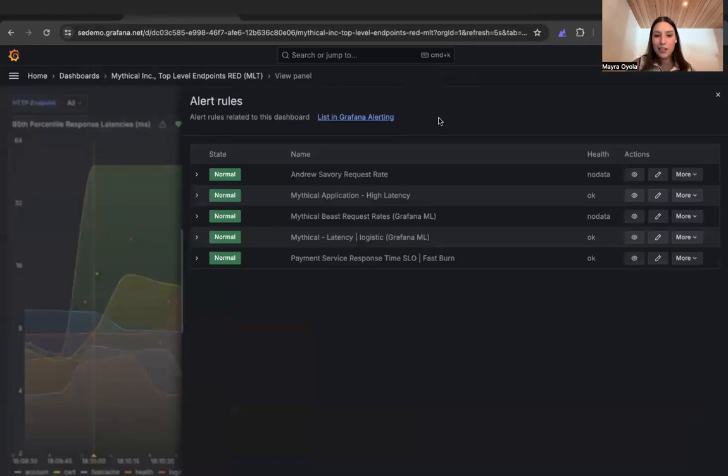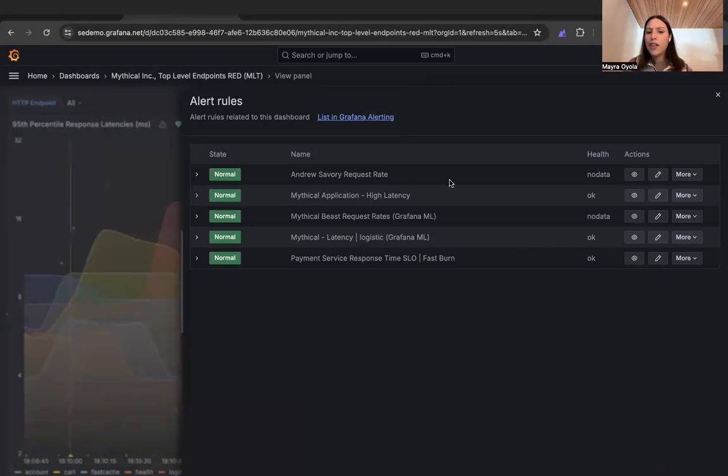So if I open up these alerts, you can actually see that we have the baseline, right? We have an alert for request rate, we have an alert for high latency, but now we want to start thinking a little more advanced and a little more forward thinking. So we've actually established an alert based off response time for our specific payment service. So if that experience is going below the objective that we have defined, we are going to get alerted on it.